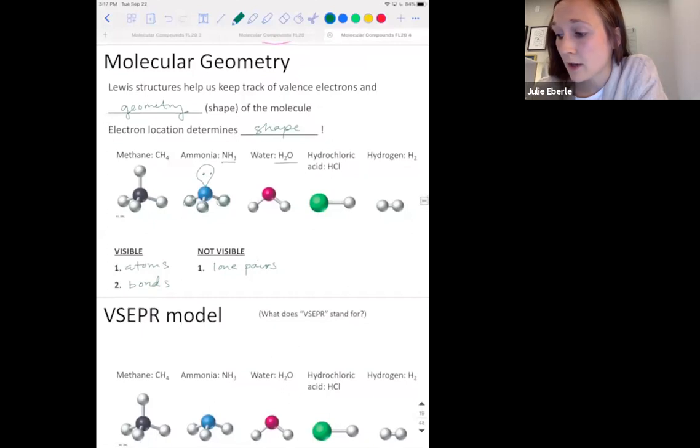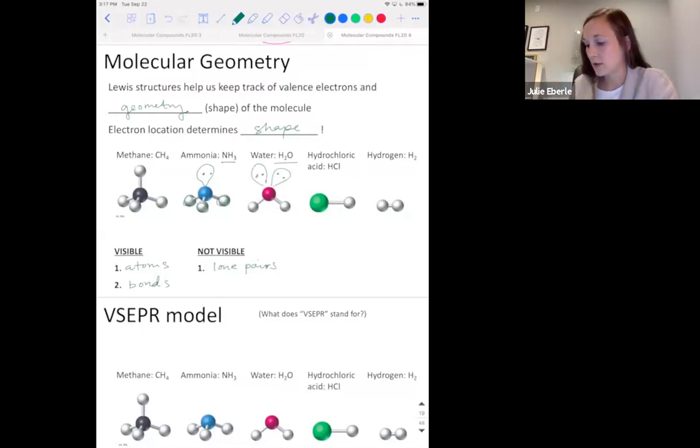What about water? We know oxygen has 2 bonds, 2 lone pairs. So water should look, the oxygen at least, kind of has these Mickey Mouse ears.